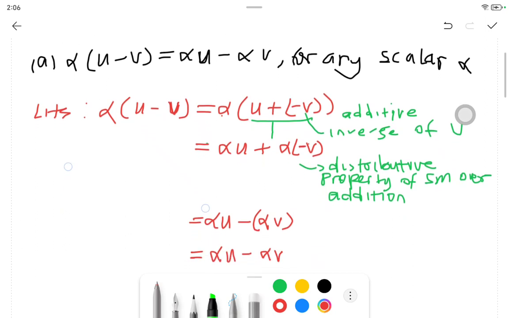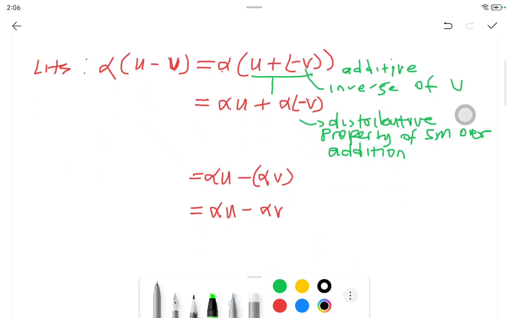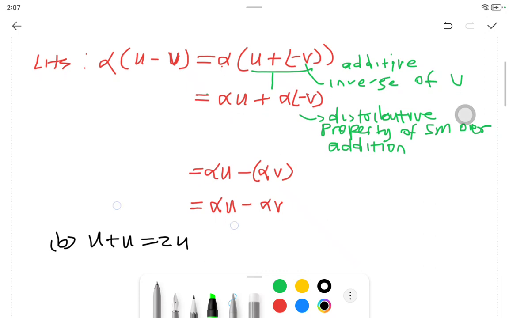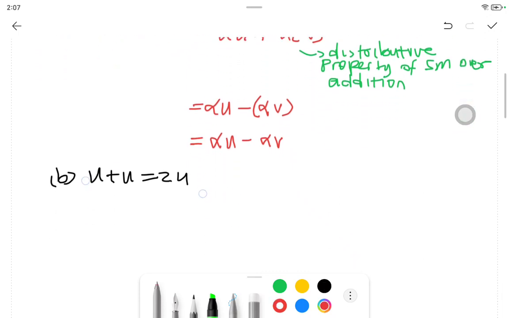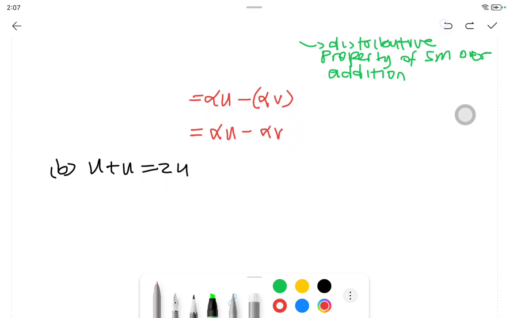And then when I come to prove B, let me see what B is. B, they say that I must prove that u plus u is equal to 2u. They say that I must prove something like this. For me to prove this, remember I can start anywhere. With this one, it is simple to start here. I take the right hand side, which is 2u.